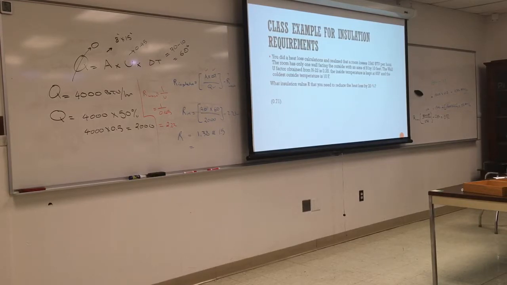All right, what's the 2.85 come from? That's 1 over 0.35. That's the out of the wall. 1 over 0.35.